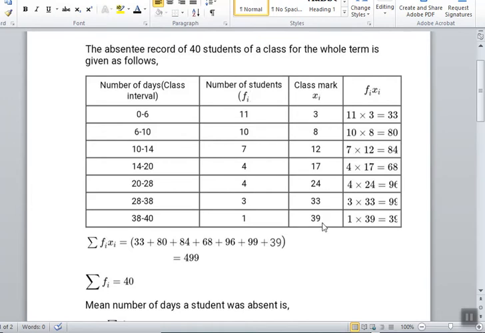We'll take some assumed mean, some arbitrary constant somewhere in the middle. So 3 to 39, what is there in the middle? 17. You will assume A as 17. This way the assumed mean method is taken. So we'll study it again with one more example.